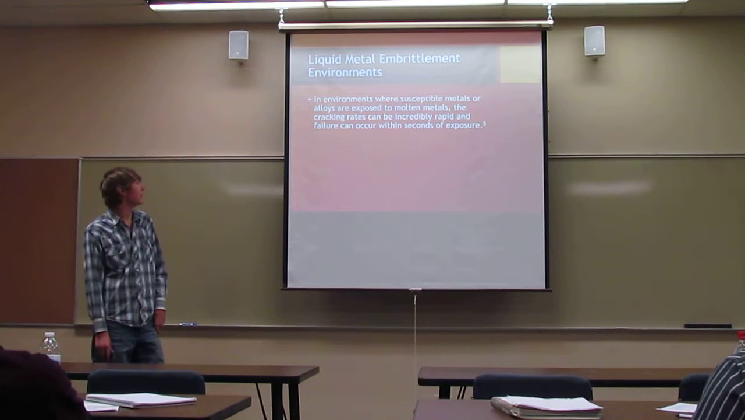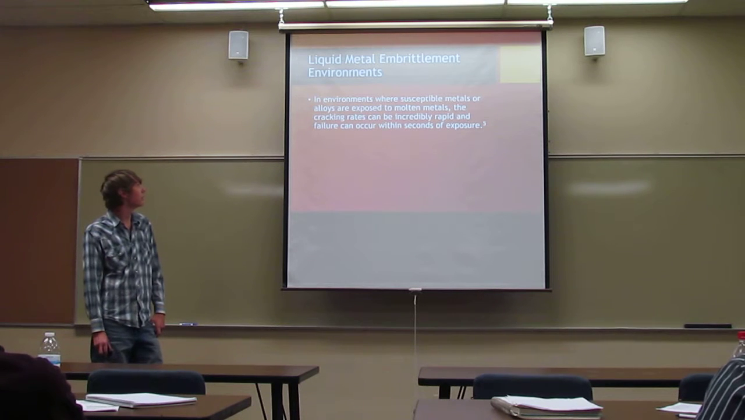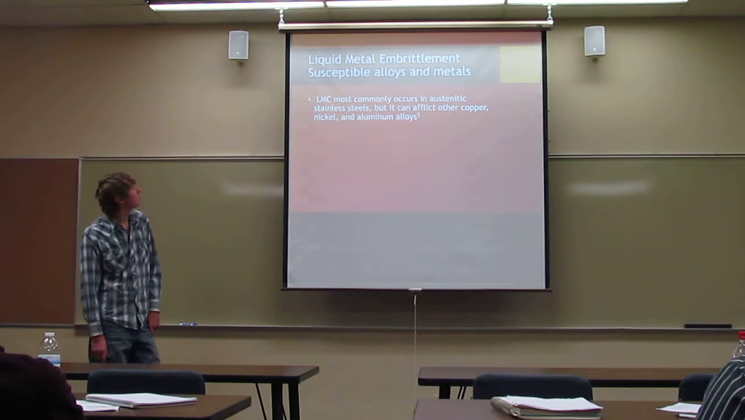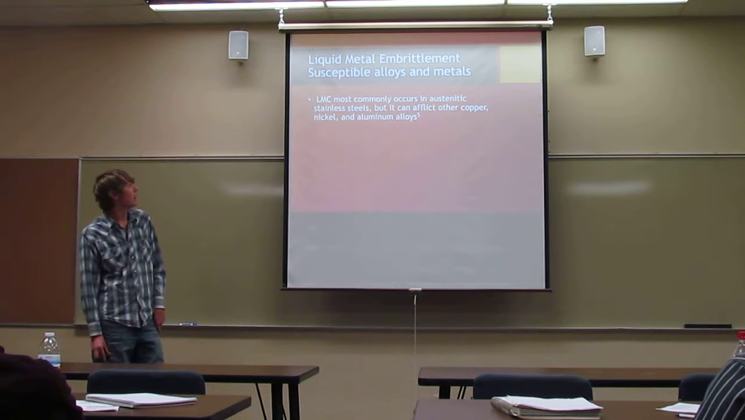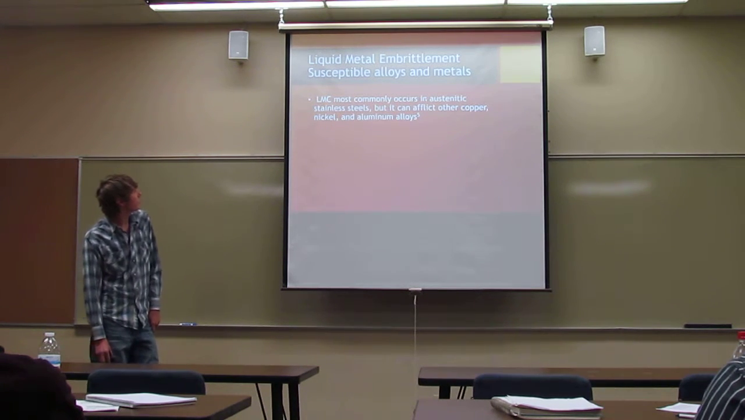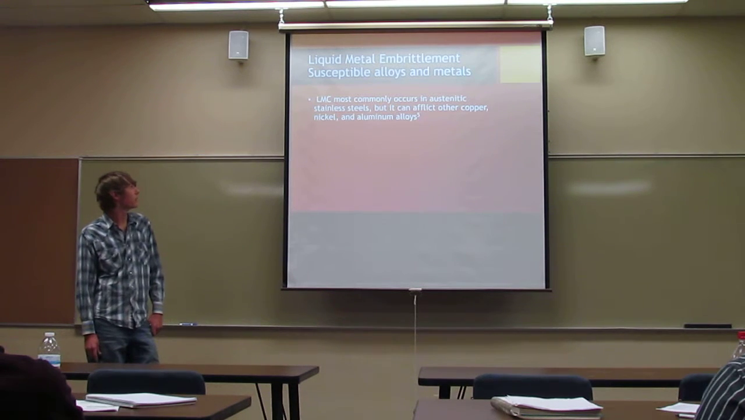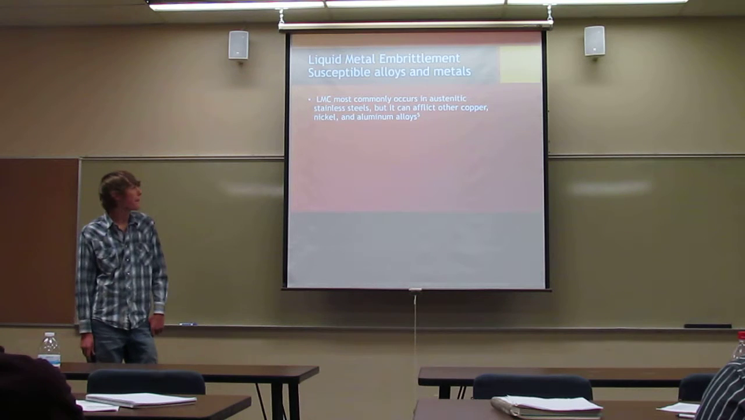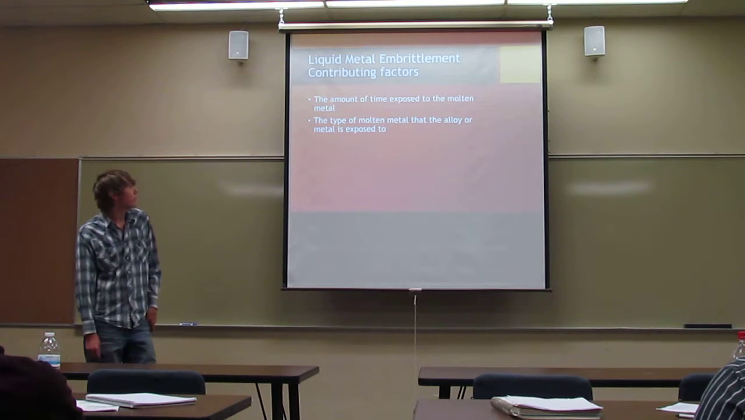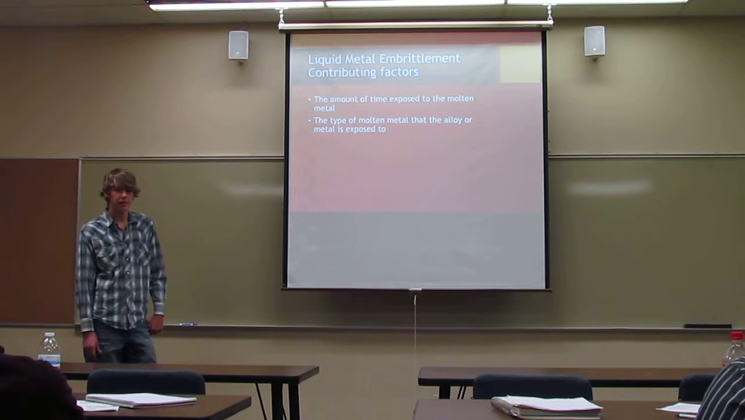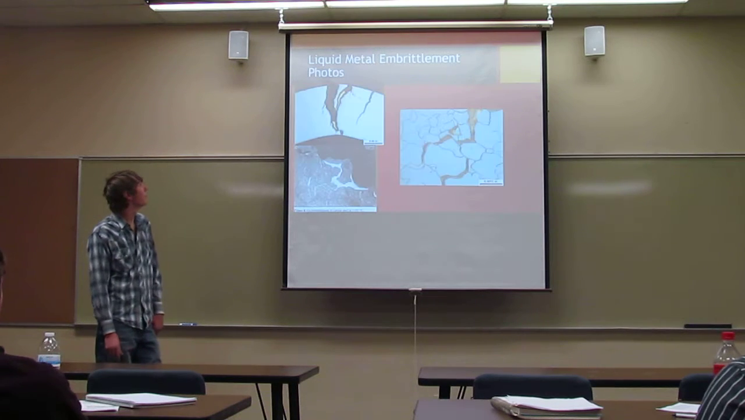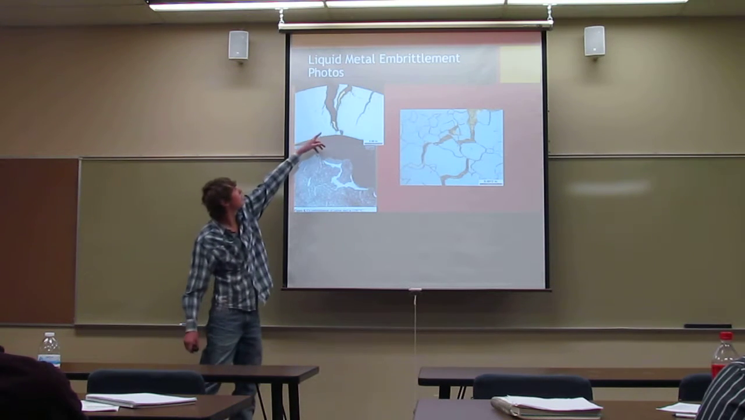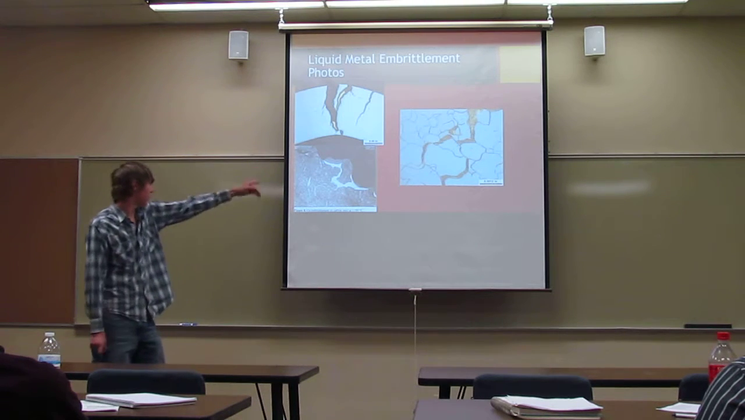The environments would be where susceptible metals or alloys are exposed to molten metals. Susceptible metals and alloys most commonly include austenitic stainless steels, but it can afflict copper, nickel, and aluminum alloys. The contributing factors would be the amount of time exposed to the molten metal and the type of molten metal the alloy or metal is exposed to. Here are some pictures. You can see the molten metal getting inside the cracks, and the same with that one and this one.